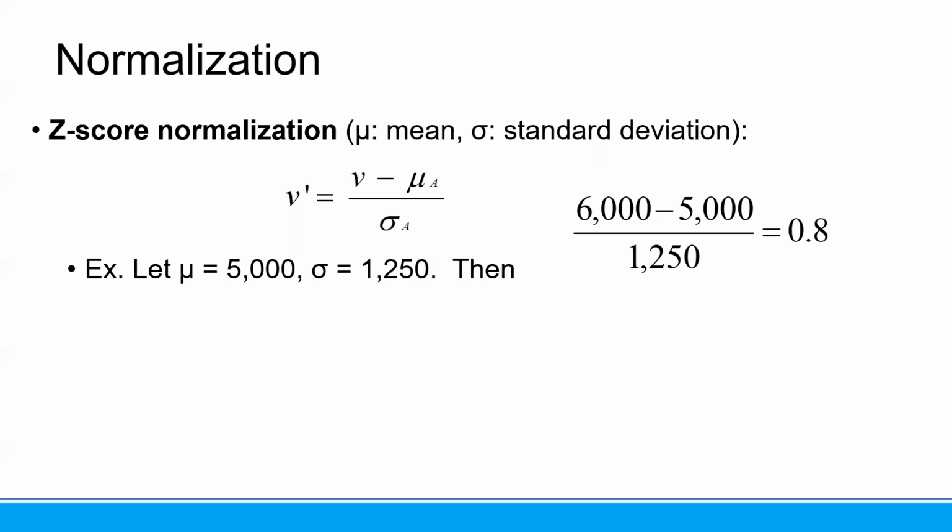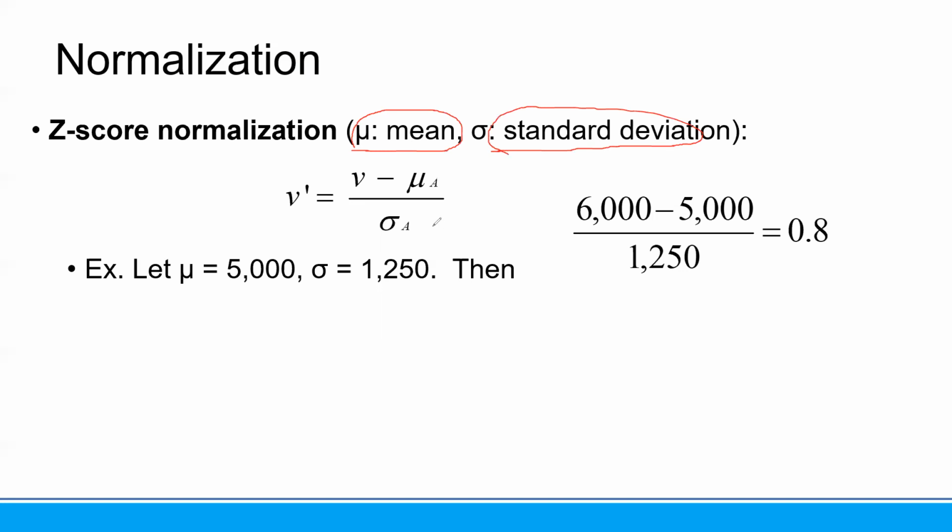We have another normalization. We call it Z-score normalization. The Z-score normalization is obtained from the mean and the standard deviation. You have some data, and then you can calculate the mean. You have some data, you can calculate the standard deviation.